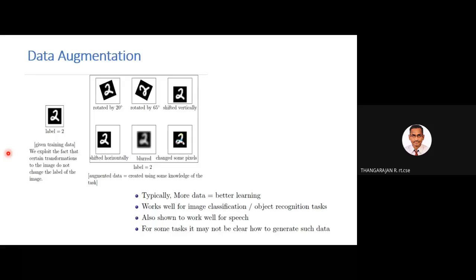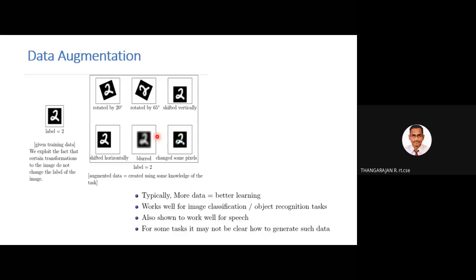And for other types of regularization, I'll go fast. Suppose you don't have many samples. Using data augmentation methods, I can create samples, for example by rotating by 20 degrees or 65 degrees, shifting it down, shifting it to the left, blurring the image, and adding some colors. So I can do some manipulation on the given data and create varieties of it. Now I have more data, and typically when you have more data, it's better learning. It works well for images and object classification.